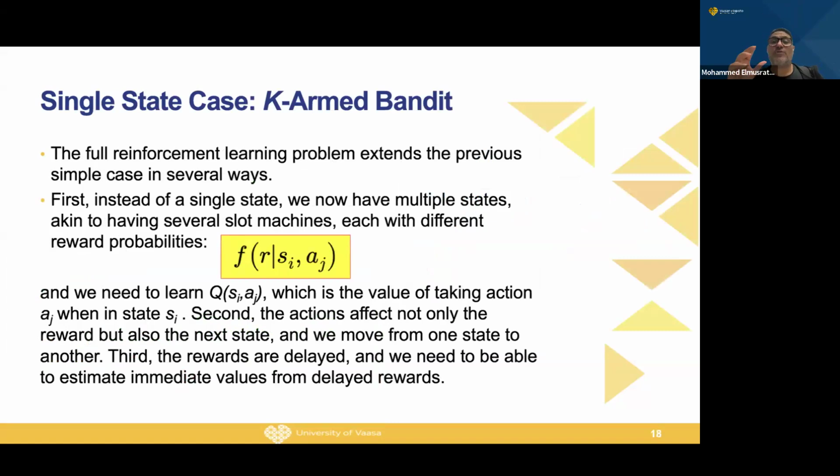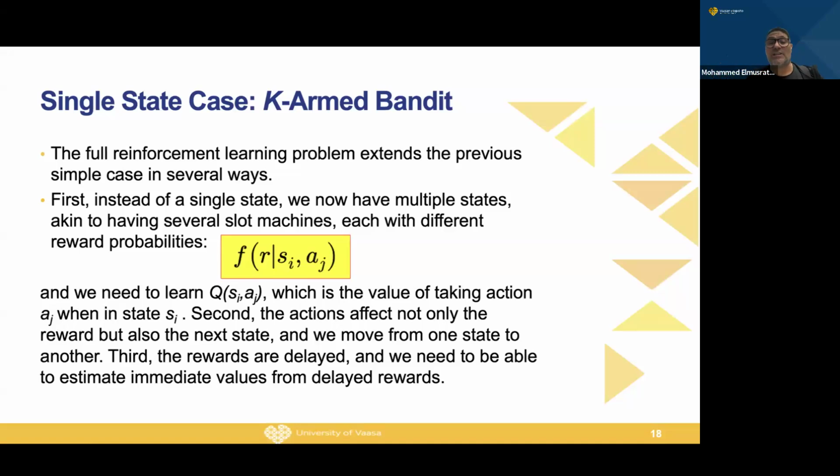Okay. When you have different states, then at each state, you will need to compute the probability to get a certain reward, given that you are at state I and the intelligent agent takes action J. So this is represented by the Q, so it is more like a generalization of the single state case. So now we are talking about multiple states.